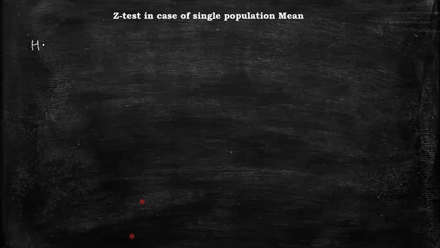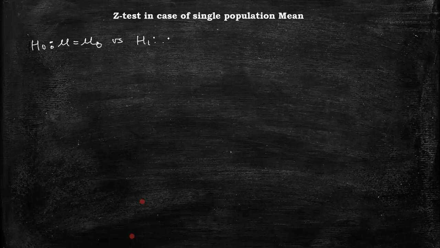Suppose there is a single population, and I want to test that mu is equal to, suppose, 72. Let us call it mu naught, versus H1: the mean of the population is something different than mu naught. So this is null and alternative hypothesis.